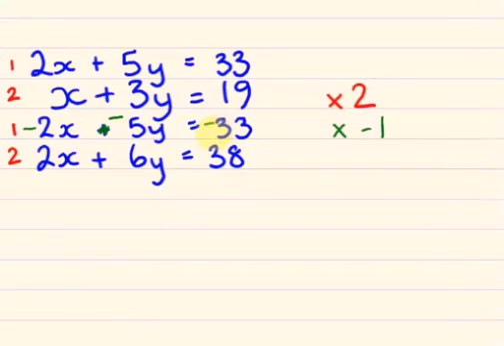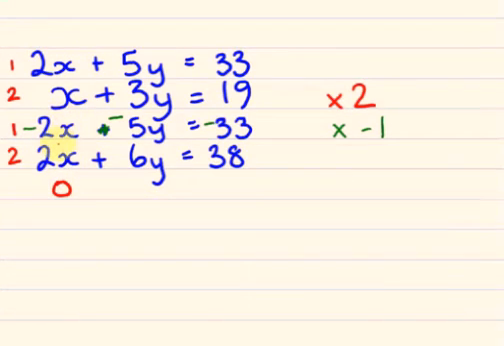Do you see that? Okay. Hopefully I haven't confused you too much by now. But what I'm going to do is take equation 1 now from equation 2 by putting them together. So this is what we're going to end up with. 2x take away 2x is 0. See that? 2x take away 2x.